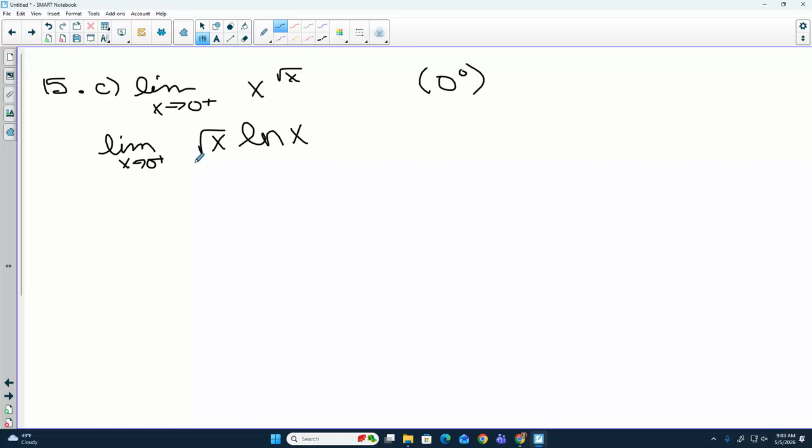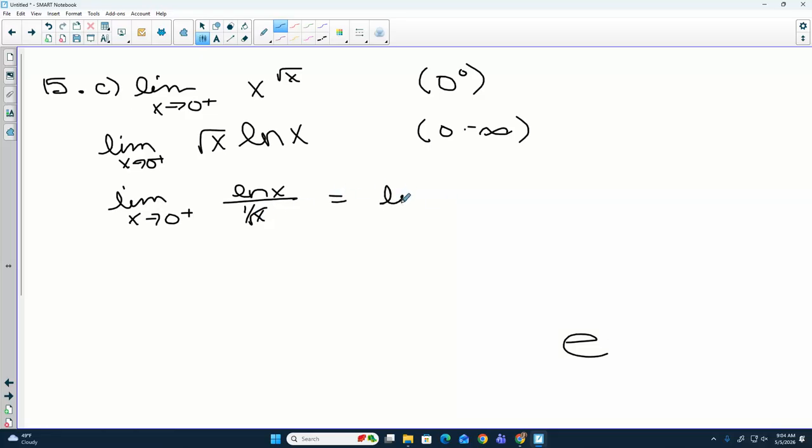Now, if I add a natural log, what do I know I'm going to have to do at the end? I need to write this as a quotient because right now it's just 0 times negative infinity. That's still an indeterminate form. So to get a fraction, we divide by the reciprocal. We could write that if we preferred. It's like x to the negative 1/2 power.